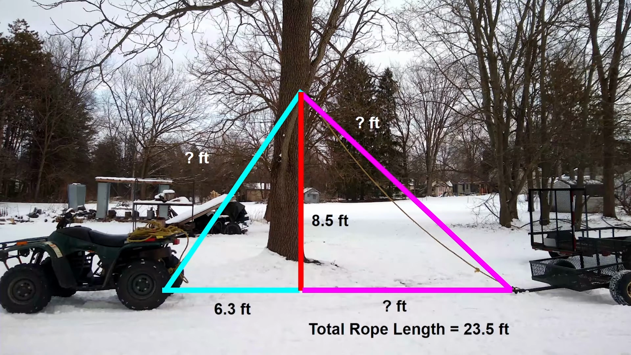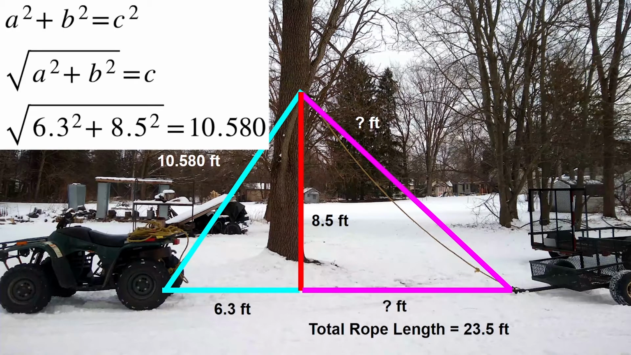To solve for the hypotenuse on the left side, we can take the 2 leg lengths and plug it into the Pythagorean Theorem. What this does is take 6.3 feet, square it, add that to 8.5 feet, square that as well, and then take the square root of the sums of that, and we are left with 10.580 feet, which is the length of the hypotenuse for the left side.